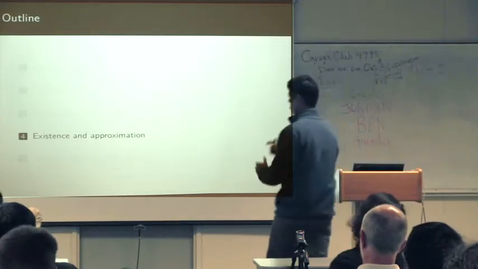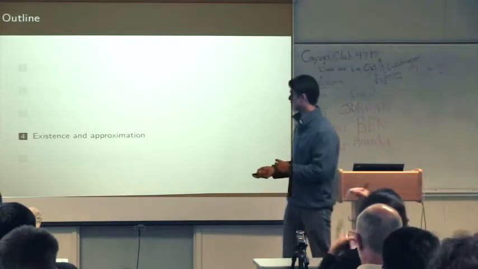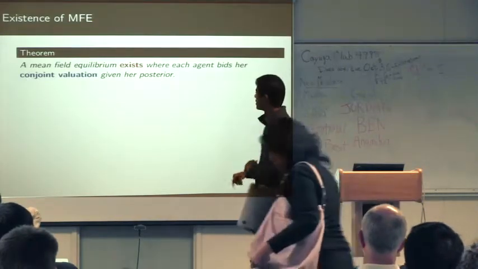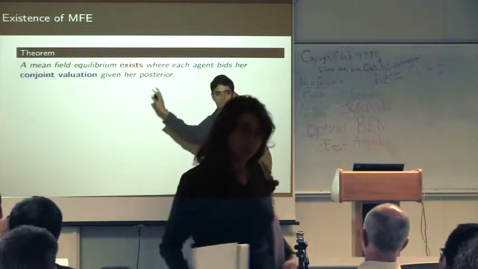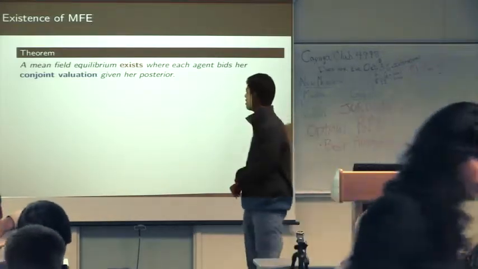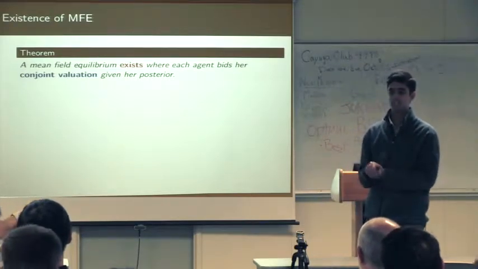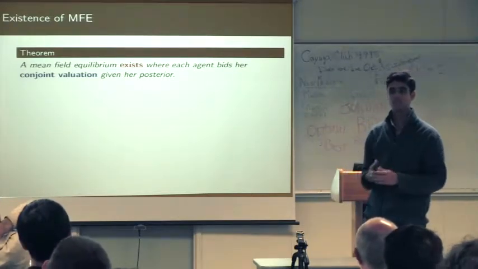So let me just talk about more theoretical results. In particular, do these equilibria exist? The first theorem in our paper is that mean field equilibrium does exist in a large market where each bidder just bids a conjoint valuation in a repeated second price auction.